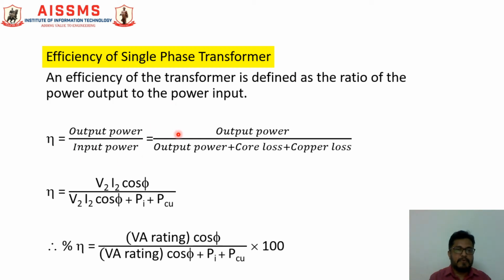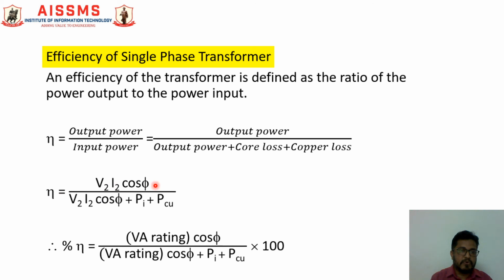Now output power is equal to input power minus losses. Therefore input power equal to output power plus total losses, and we know total losses in the transformer are nothing but the addition of core loss and the copper loss. Therefore, efficiency eta equal to output power divided by output power plus core loss plus copper loss, and therefore eta equal to V2I2 cos phi divided by V2I2 cos phi plus Pi plus PCU.